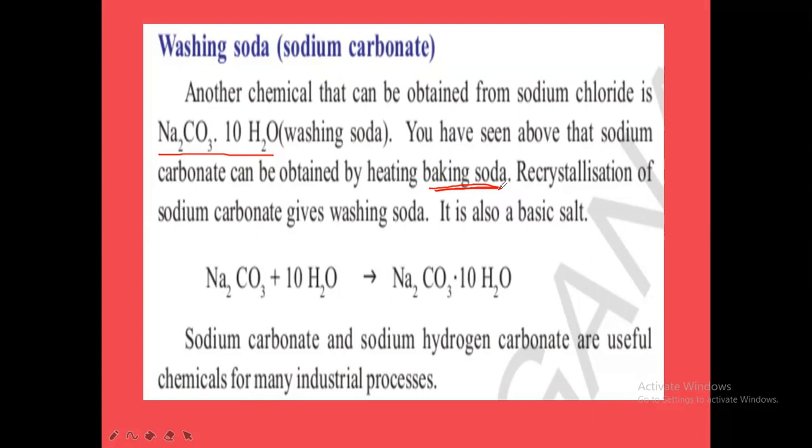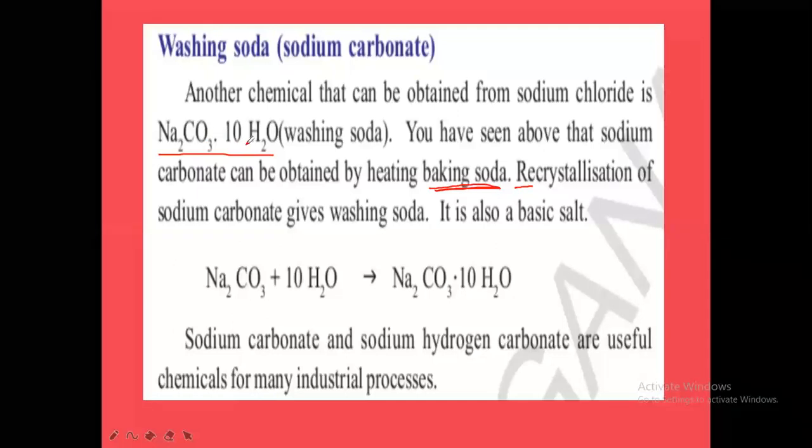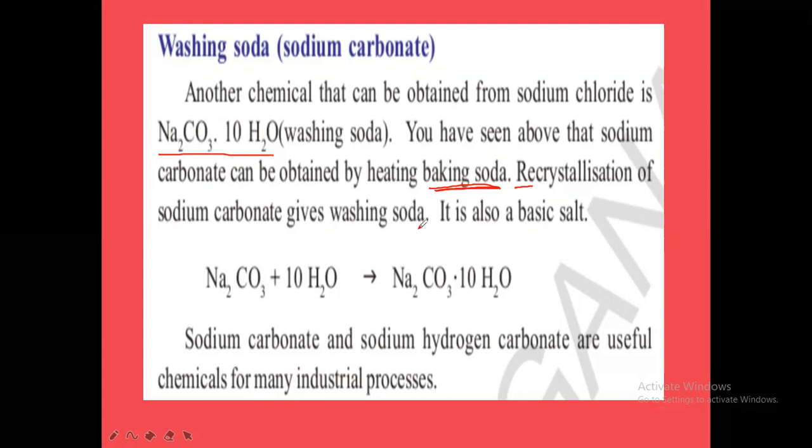So this Na2CO3 can be obtained from what? Baking soda. Next, recrystallization. Re means again. So recrystallization of sodium carbonate gives washing soda. Washing soda means how many H2O should be there? 10 H2O. So Na2CO3, when it is crystallized, we get Na2CO3·10H2O crystals. The crystals of Na2CO3·10H2O will be called washing soda.